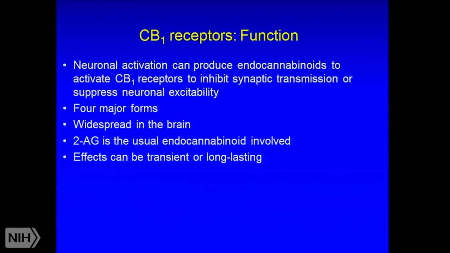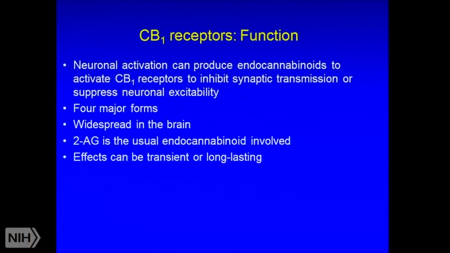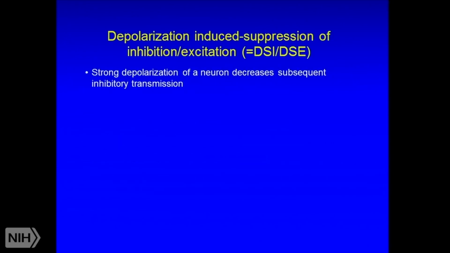So what is one of their endogenous functions? I've shown you, Ben's shown you, that neural activation can produce endocannabinoids. These activate CB1 receptors to inhibit synaptic transmission or suppress neuronal excitability. There are 4 major forms. This is a type of synaptic plasticity that's really widespread throughout the brain. 2-AG is often, but not always, the endocannabinoid involved, and the effects can either be transient or long-lasting. I'll take a couple minutes to run through some of those.